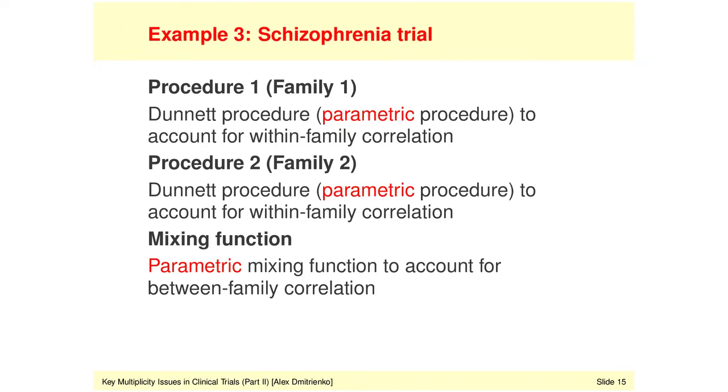For example, on this slide, just as an example, I'm proposing to apply the Dunnett procedure within the primary family and also the Dunnett procedure within the secondary family. And since we know the joint distribution of the test statistics, the between-family correlations can also be taken into account. And to be able to do this, we need to specify a parametric mixing function.